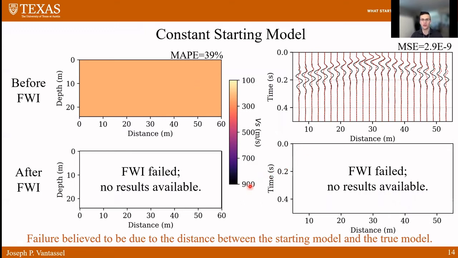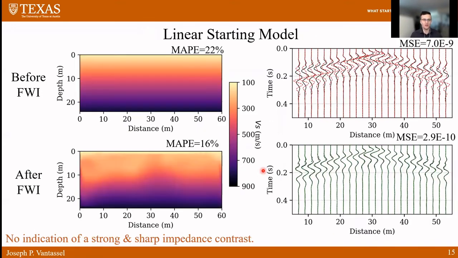Unfortunately, for the constant starting model, the full waveform inversion failed and no results are available. And this is really attributed to the distance between the starting model and the true model. They're essentially too different to be able to converge using this gradient-based optimization.